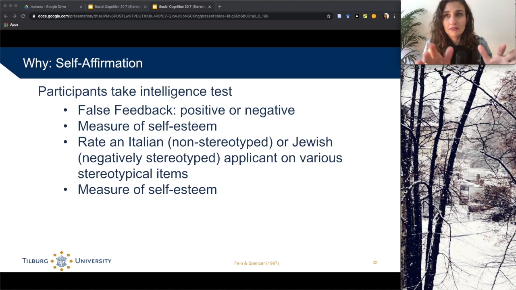So after that, their self-esteem was measured, and now we have our self-esteem measure that we were looking for before, right? And after that, they were then asked to rate an Italian or a Jewish applicant on various stereotypical items. Here, the Italian person was the not stereotyped, the Jewish, the actually negatively stereotyped person. And then there was another measurement of self-esteem. So here, the question that can be answered is whether a threatened self-image actually causes participants to derogate a member of the stereotyped group, and then whether this derogation makes them feel better, if it then restores self-esteem.